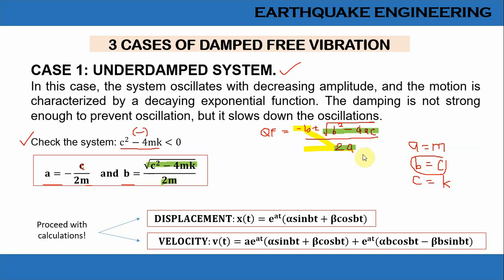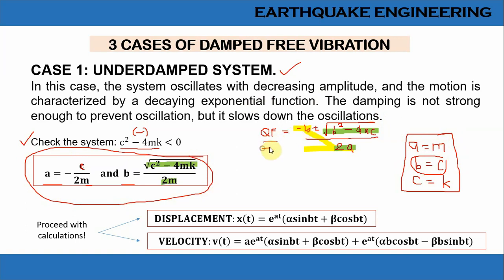Because we derived the formula for undamped free vibration, right? We derive it now wherein we take into consideration the structural damping this time. So yes, we derive this equation using the quadratic formula given these parameters. Okay? Now, after knowing your a and b values, proceed with the calculations.